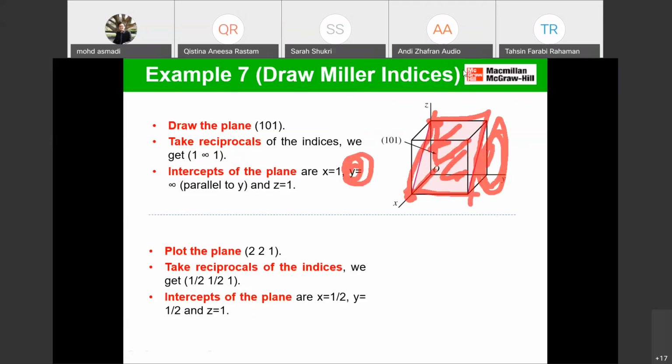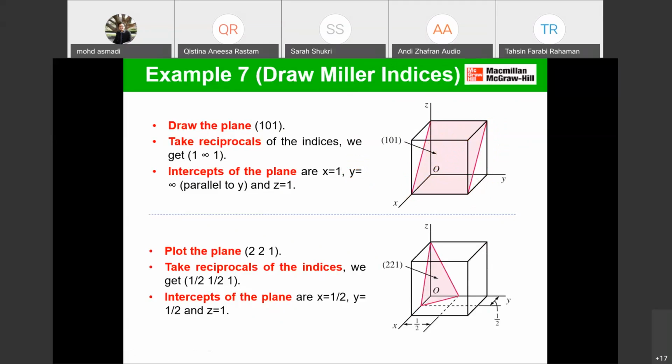Similarly for 2 2 1, the plane for 2 2 1. Look at here, just take reciprocals similarly, and then you have to find the intercept. For example, x is equal to half, 50%, and y is half also. Just mark here, make a dot, and then z is 100%. Then connect all the dots, make the lines, and you can get the plane. So it's easy, right?